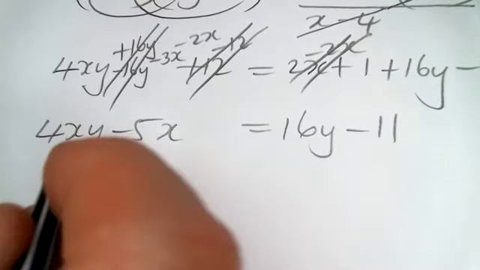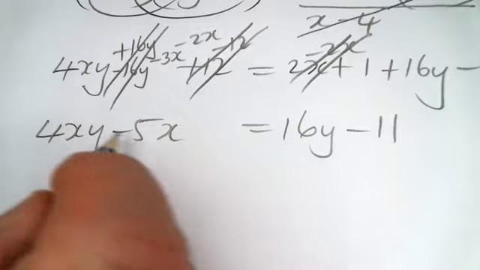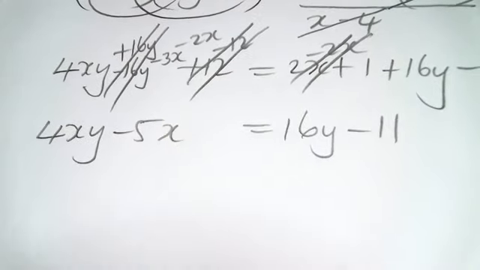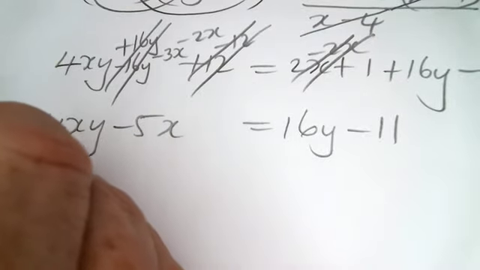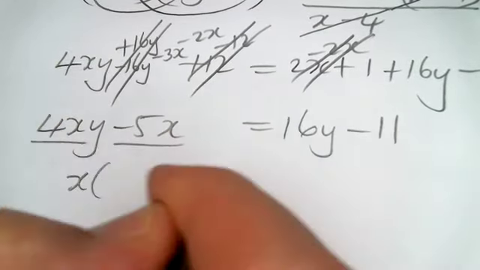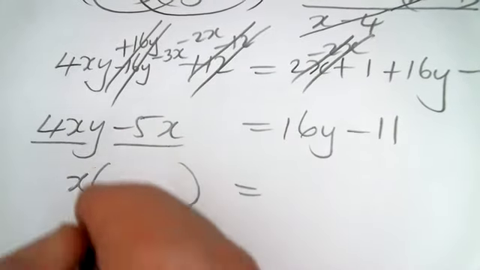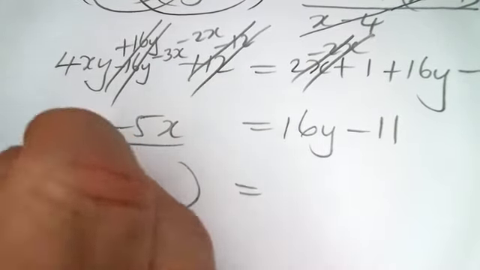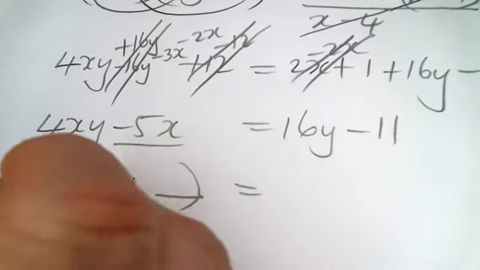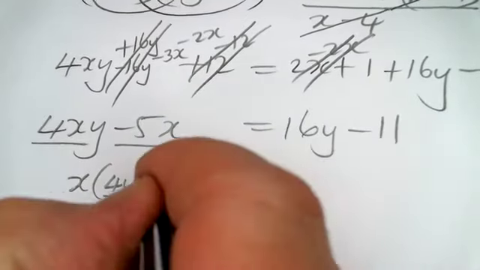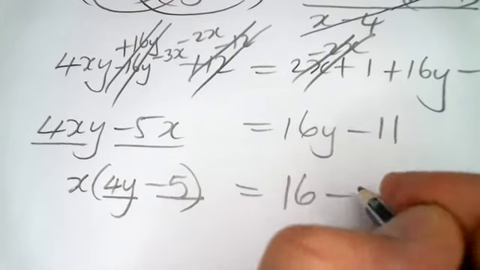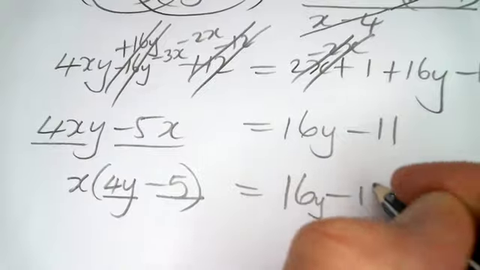All right, so I've got all my x's on this side now, and a pesky y in between, but that's okay. So let's factorize this. What is common to this and this? Well, x is common. I put x outside the bracket. So what times x makes 4xy? Well, 4y does. What times x makes negative 5x would be negative 5. So I've got 16y minus 11 on the right.